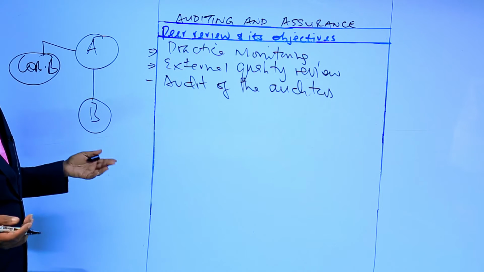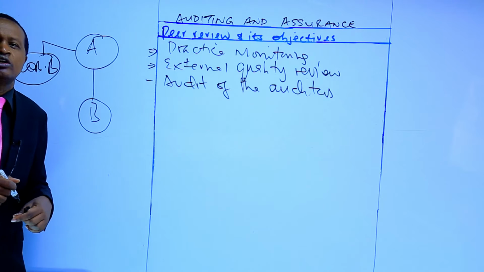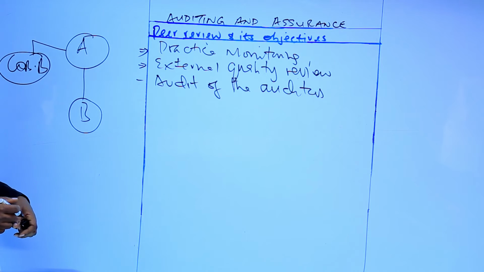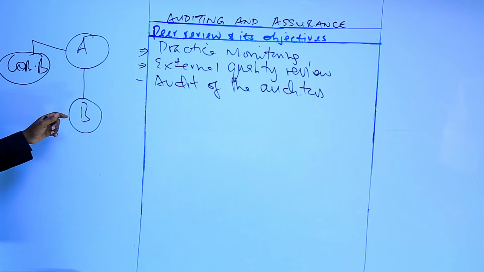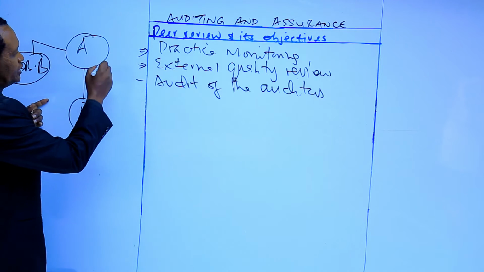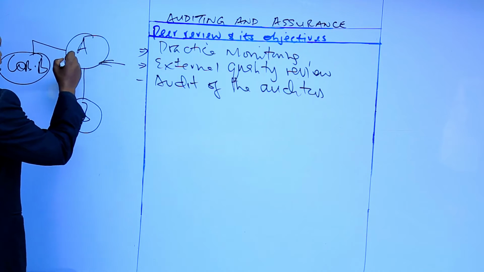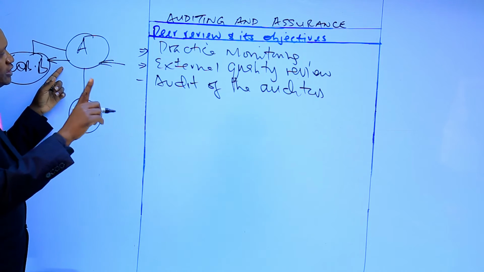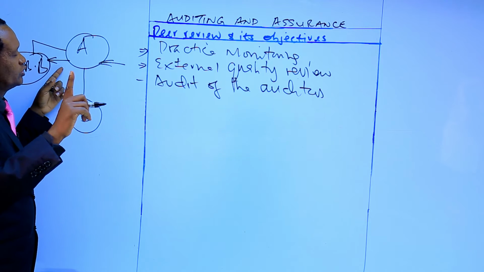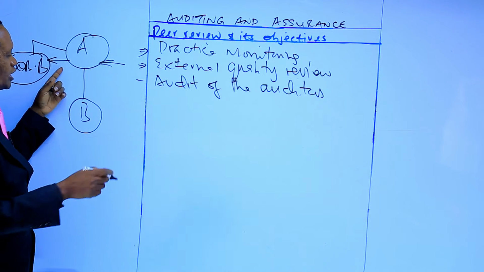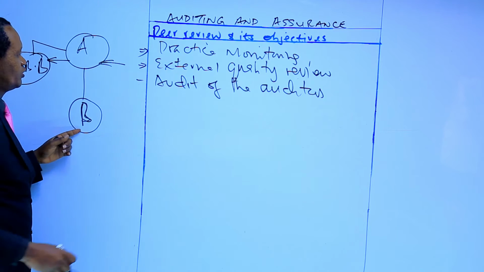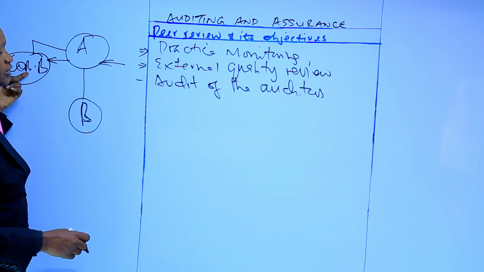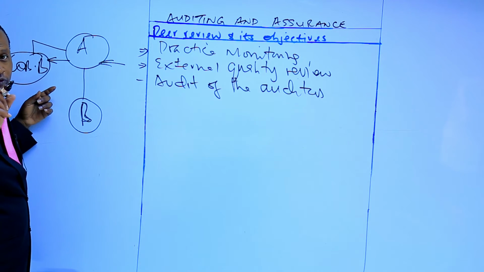You understand? It is a crucial component of the firm's overall quality control system, and it serves as an external check on its adherence to professional standards. This auditor, while auditing company B, is required to carry out the audit in accordance with international standards on auditing. So auditor B comes in to check whether auditor A conducted the audit of company B in adherence to these professional standards.